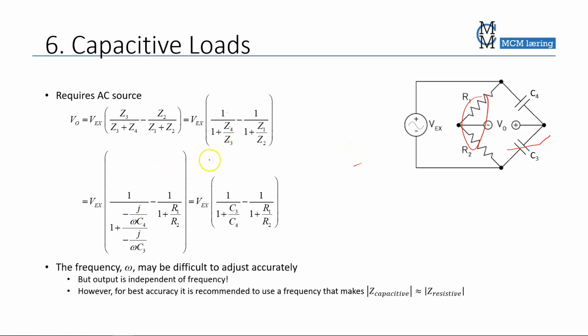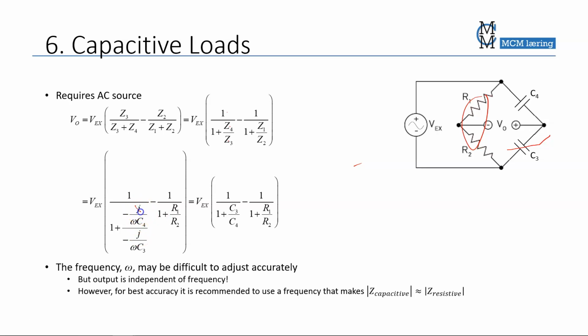However, the impedance of a capacitor is minus J over omega C. And so it's minus J over omega C4, and this is minus J over omega C3. Omega is the frequency. J is the imaginary symbol for electrical circuits. Otherwise in mathematics you use I, but we use J.